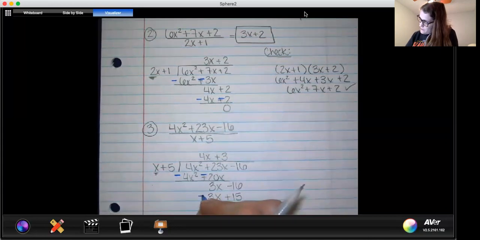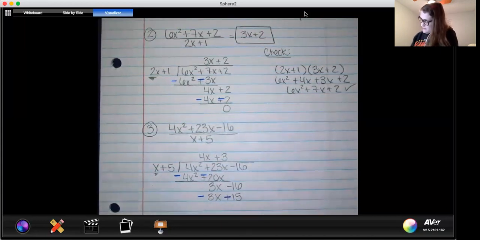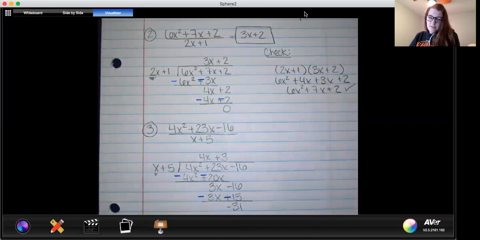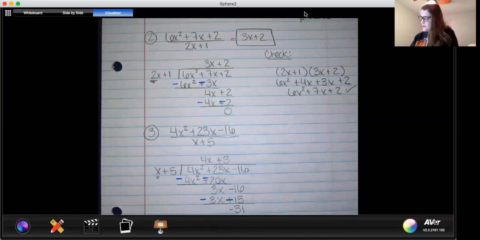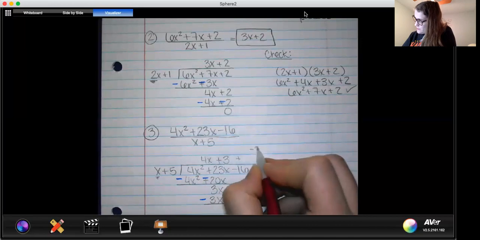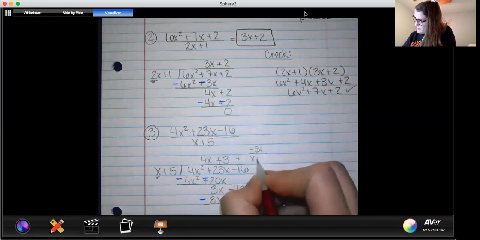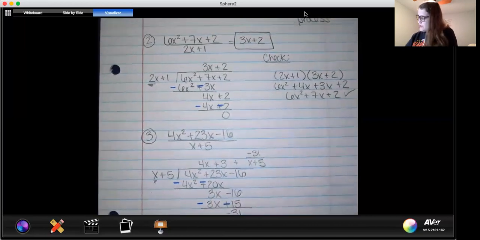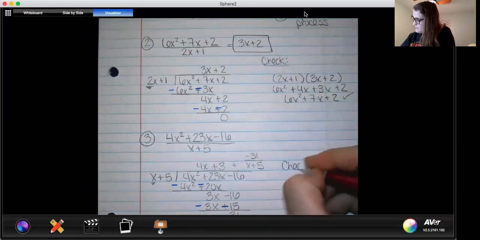Then when we subtract, 3x cancels out, and negative 16 minus 15 is negative 31. Now I can't bring anything down, and negative 31 can't be divided by simply x plus 5, so this becomes my remainder. So I have plus negative 31 divided by x plus 5.